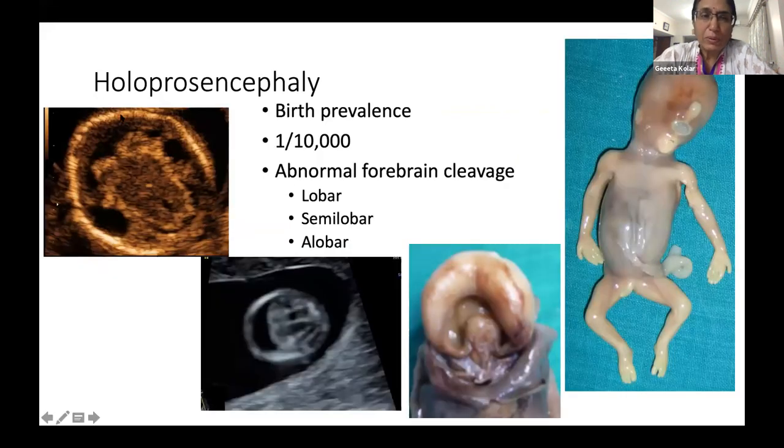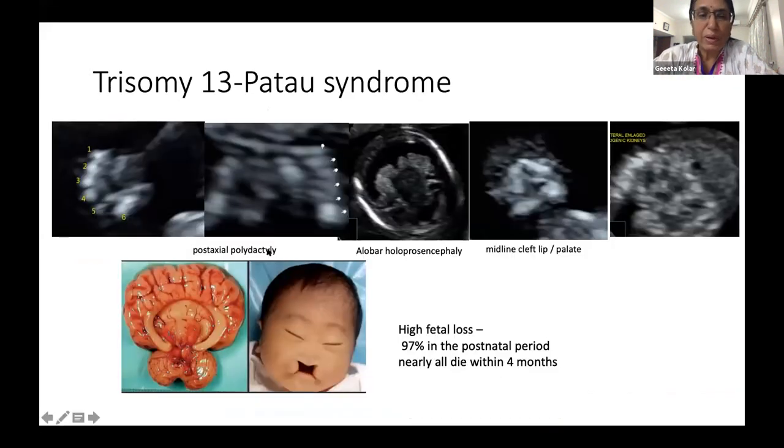Then the other abnormality is holoprosencephaly. And what is holoprosencephaly? There is no midline cleavage. So you have a single ventricle, you have fused thalami, and this is a good pathological specimen of early holoprosencephaly. And these are generally associated with facial abnormalities like cyclops, proboscis, midline clefts. So this is generally associated with even chromosomal abnormalities like 13 and 18. Again, this is one of the certainly picked up abnormalities in the first trimester. The next, when you have holoprosencephaly and polydactyly, you know that there is a possibility of trisomy 13.